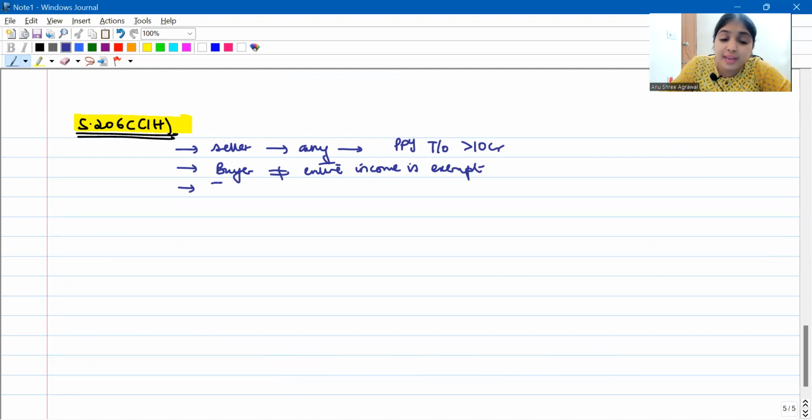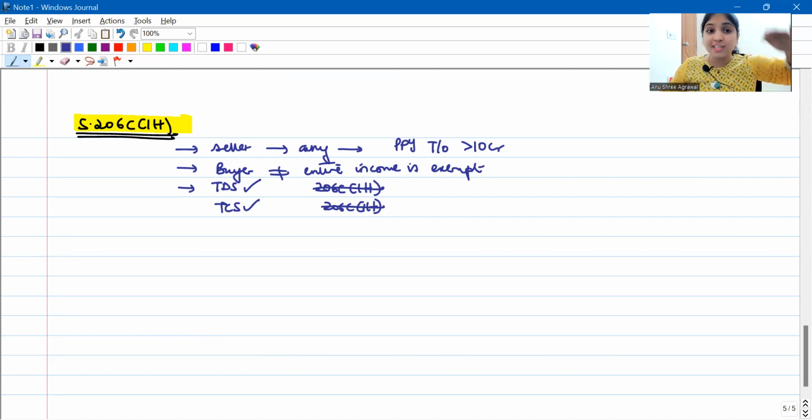Then, if any other TDS section is applicable, forget about 206C1H. If any other TCS section is applicable, then also forget about 206C1H. Understanding? In simple words, 206C1H is a very subservient section. You apply everything else, then you come here. No other TDS is applicable, no other TCS is applicable, then you come to 206C1H.